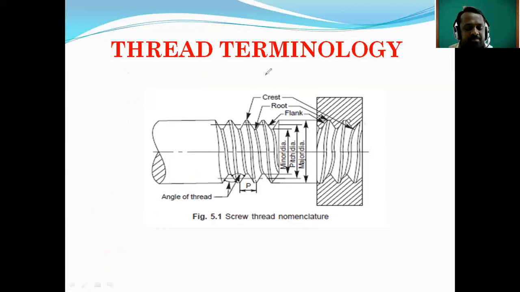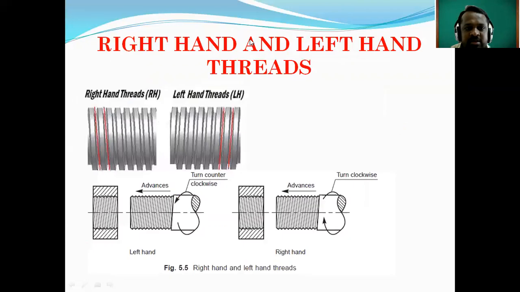This is about the simple terminology of your thread. Now see again the types of the thread: right hand thread and left hand thread. When can we call it the right hand thread, and when can we call it the left hand thread? Just see the figure.